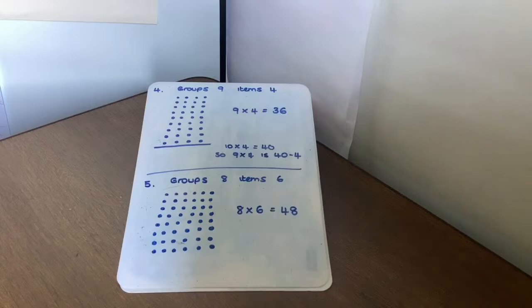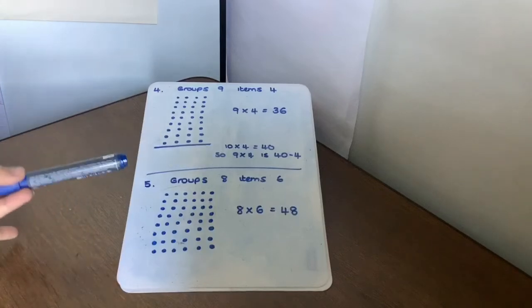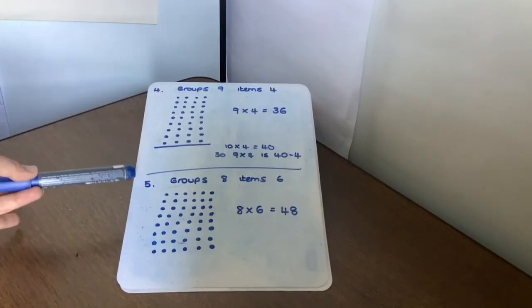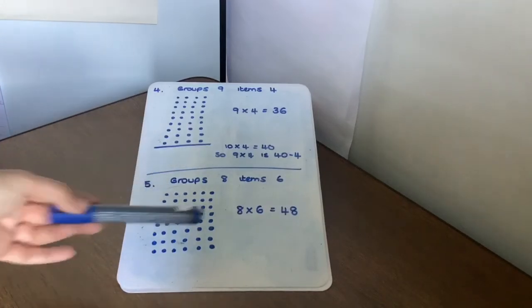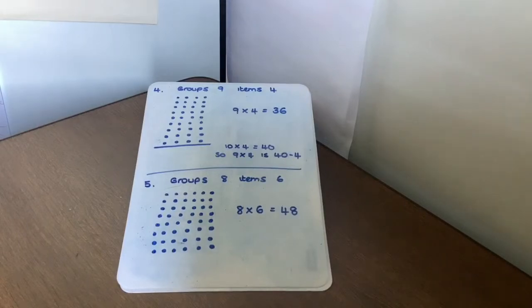And then question 5, we had Rory with his buses. So we had groups, which was 8, items, which was 6. There's our dot paper to represent the question, and then 8 sixes are 48. Well done to those of you who uploaded your own questions for question 6. It was really good to see what you were doing, what you were coming up with for your number story to match up with the dot paper. Okay, let's move on with today's tasks.